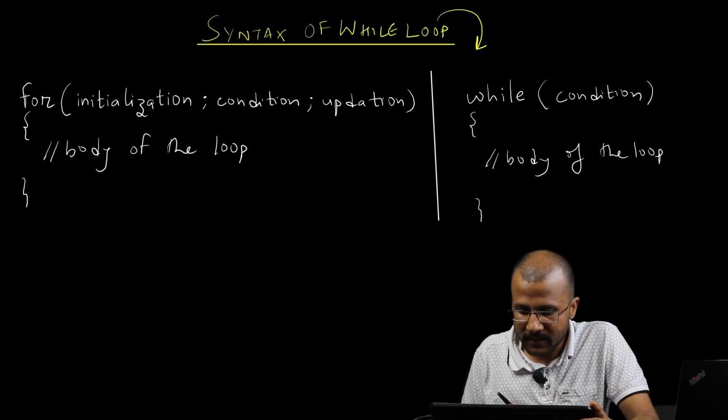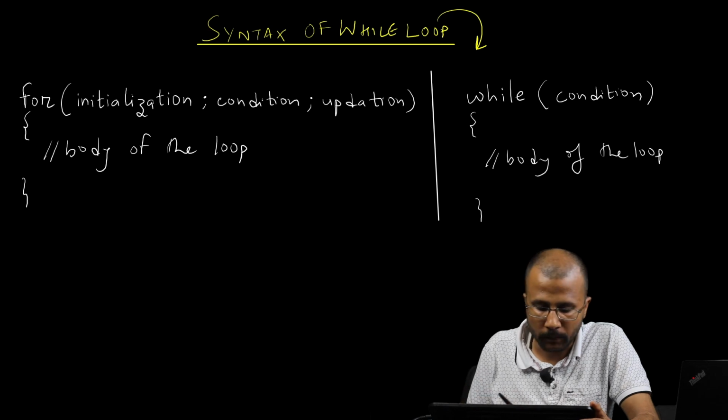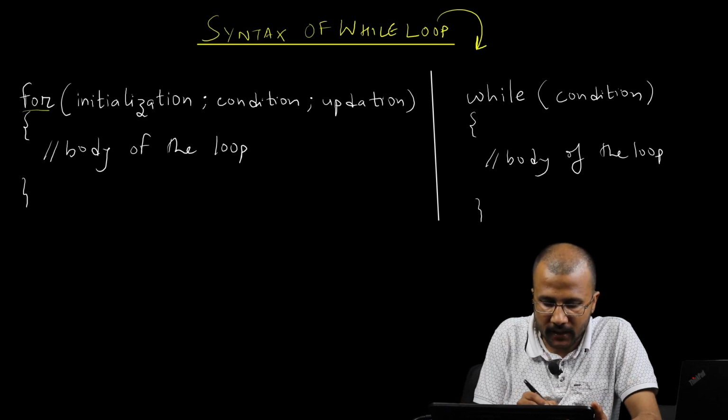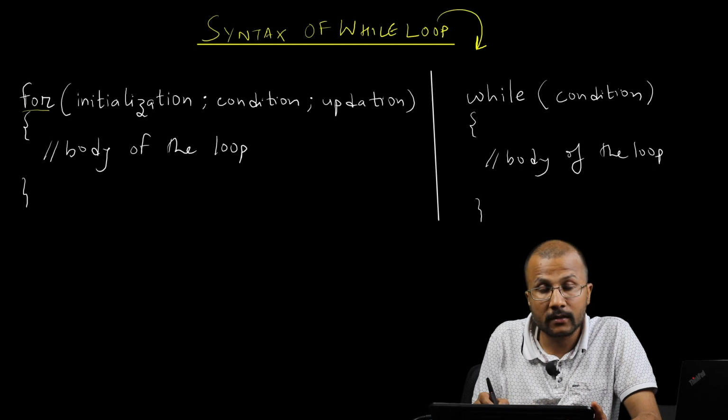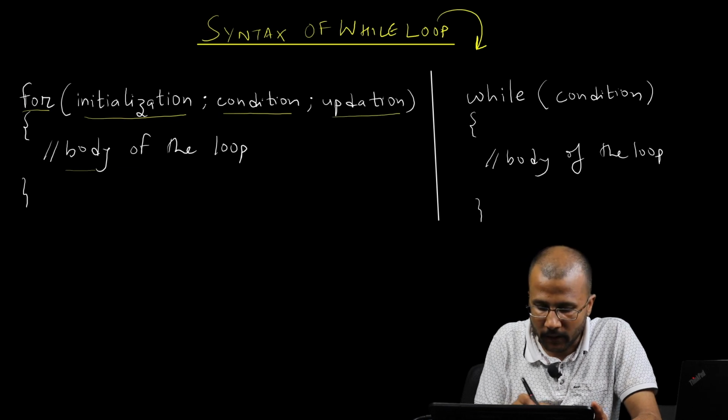So now let's summarize one more time the syntax of the for loop as well as the while loop. So the for loop syntax is, for is the keyword. You have 3 parameters in the parenthesis: the initialization statement, the conditional statement, and the updation statement, and this is the body of the loop.